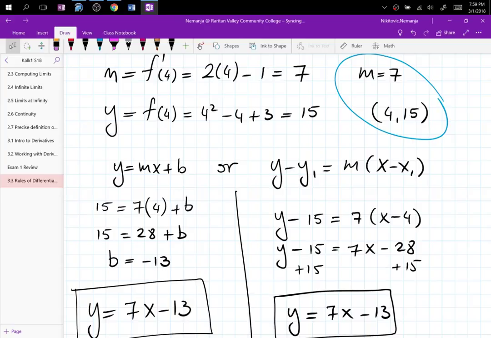Yes? Is the derivative of the function x squared minus x, right? Using the rule that we just learned this class.